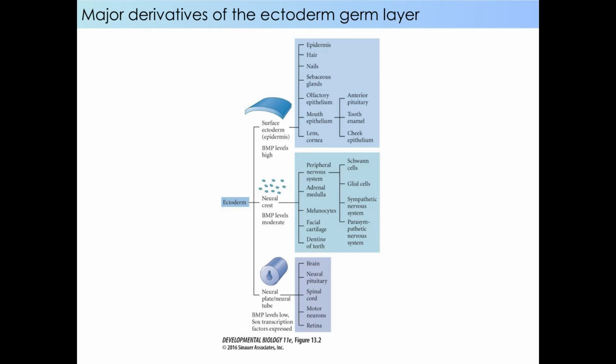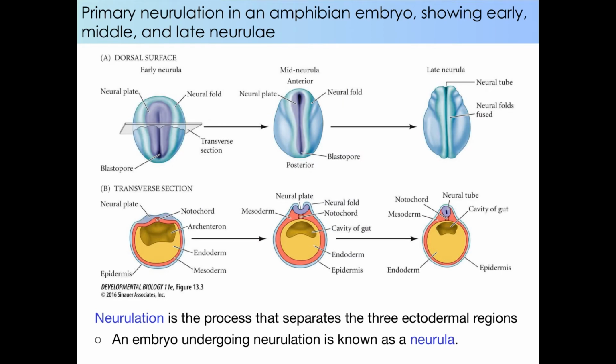That population of cells gives rise to different tissues, including bones of the face, the peripheral nervous system, and pigment cells, among others. The process that leads to the separation of these 3 ectodermal derivatives is known as neurulation, and it begins after gastrulation. So an embryo that's undergoing this process is known as a neurula.